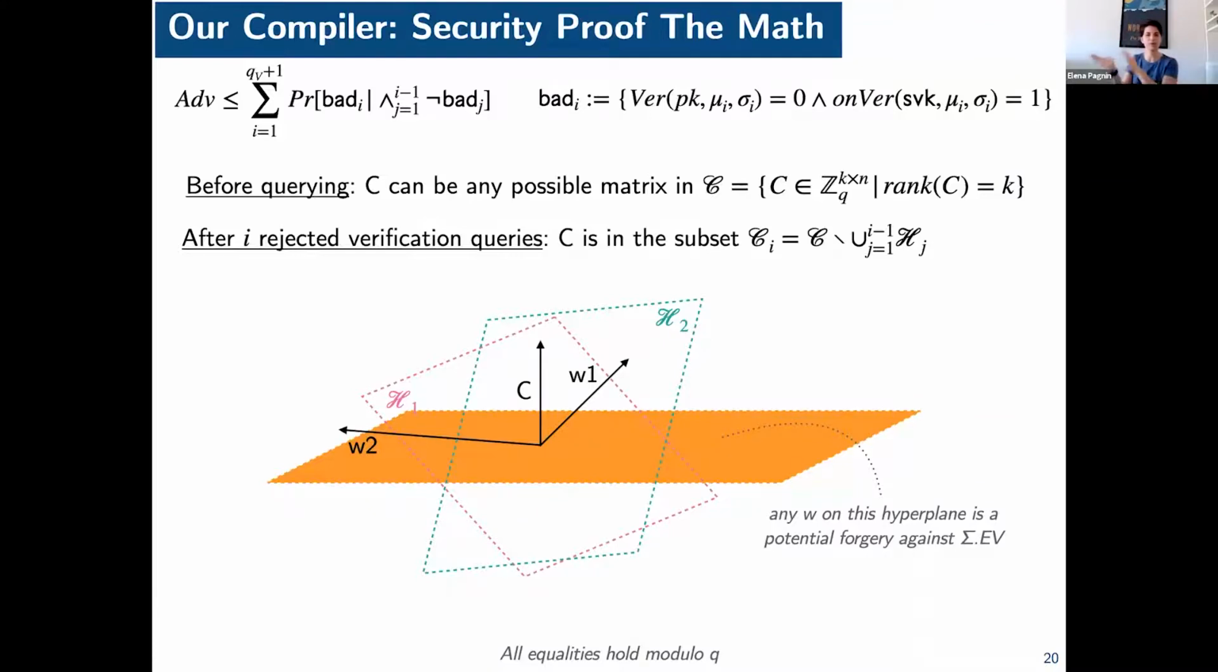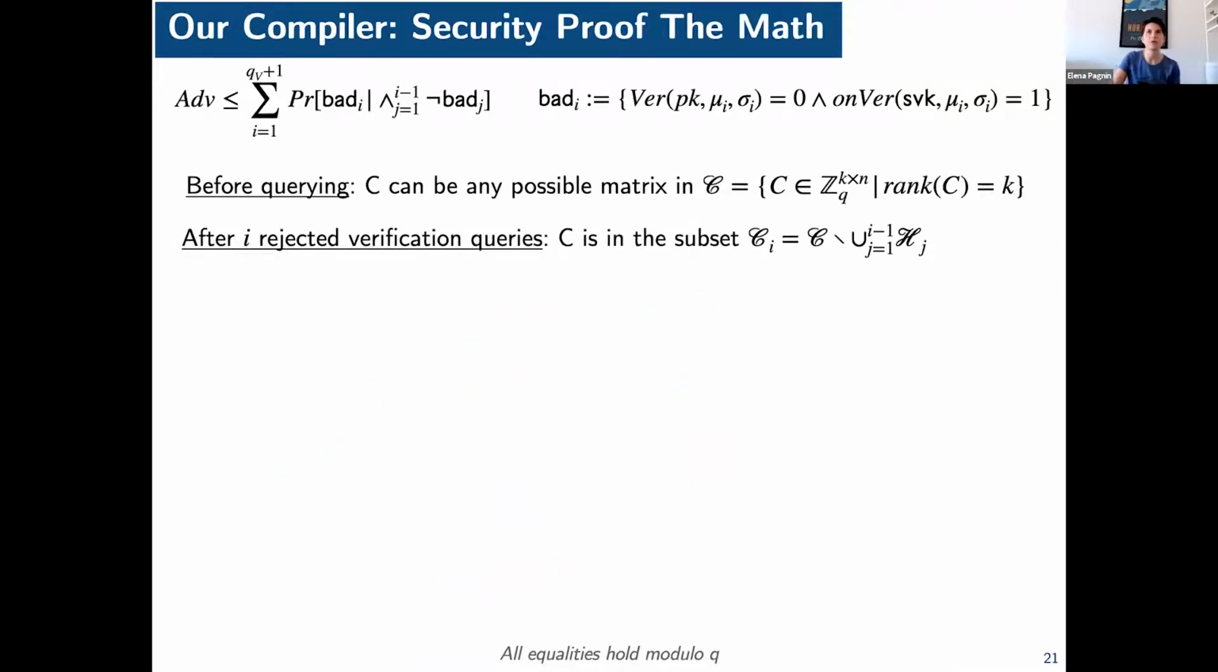So by continuing like this, you can get an intuition that the more queries I do, the more knowledge I learn. And that's why QV comes into play in our advantage formula. So we just said that I can bound the advantage with the sum over QV, the number of queries that I do. And then inside the summation, I have this probability of bad I given non-bad ij. Again, the non-bad ij was the only case in which I had leakage.